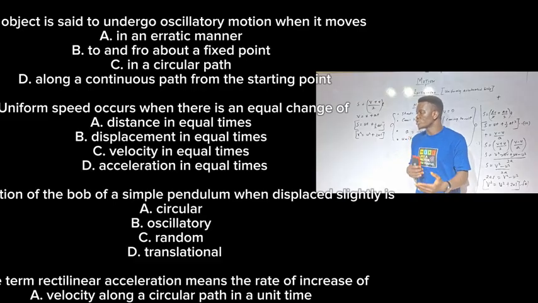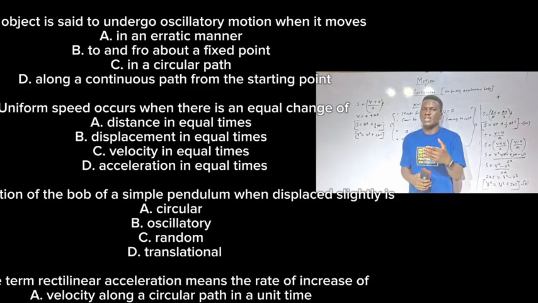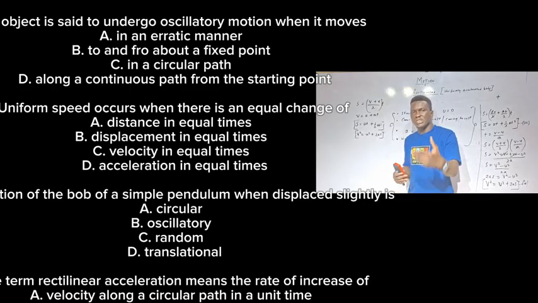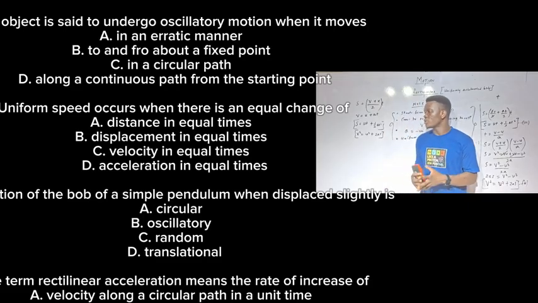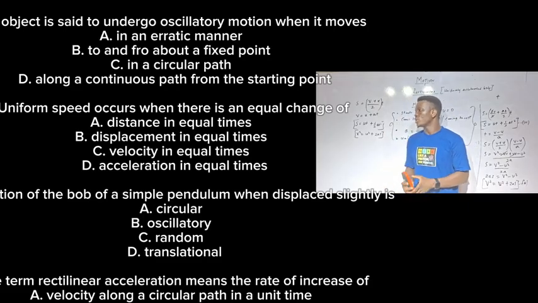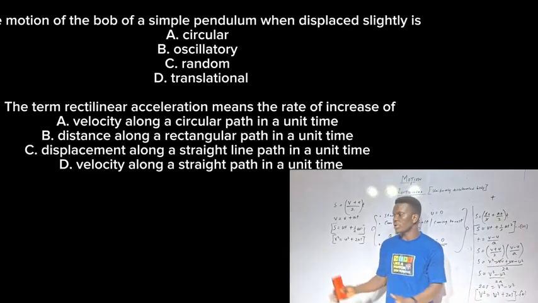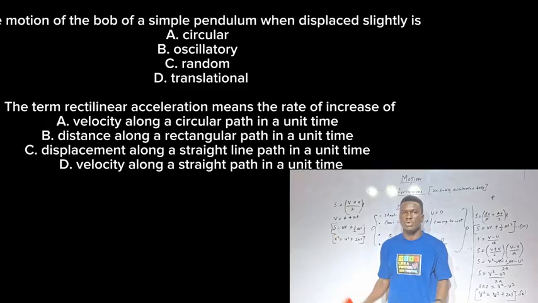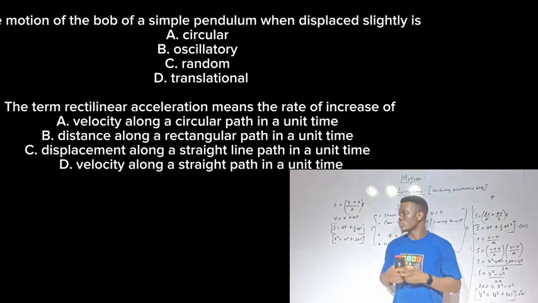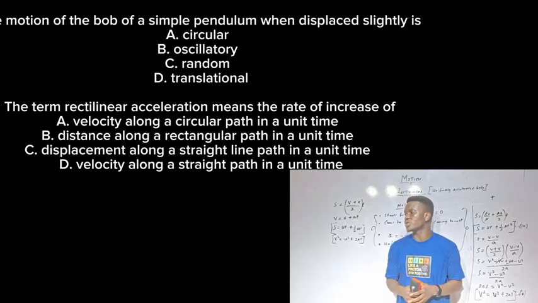So number 3, uniform speed occurs when there is an equal change of what? Distance in equal time interval. Don't forget, uniform speed is change of distance in equal time interval, not displacement. So the answer is A, equal distance in equal time interval. Number 4, the motion of the bob of a simple pendulum. I already said it. A simple pendulum keeps moving to and fro. What type of motion is it exhibiting? That is simple harmonic motion or oscillatory motion.